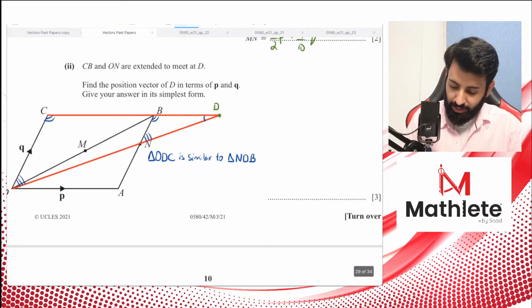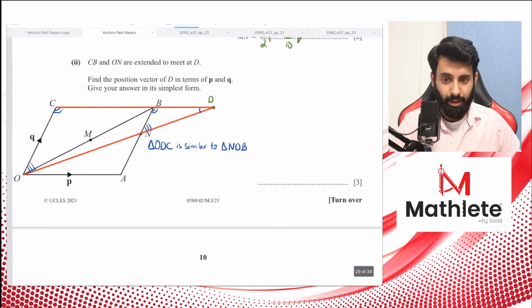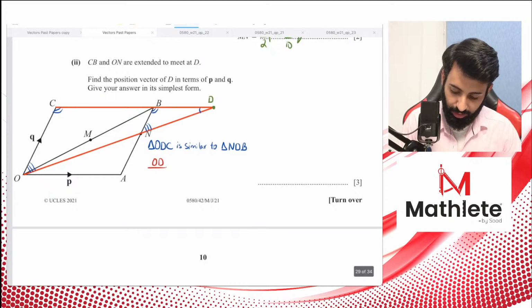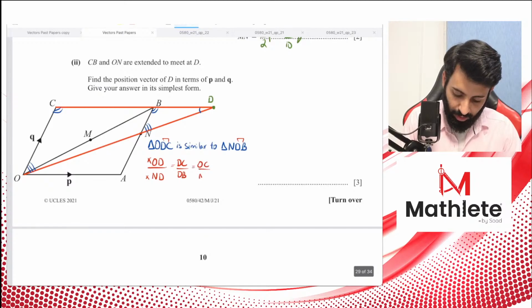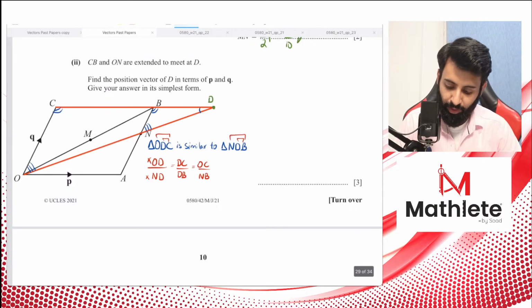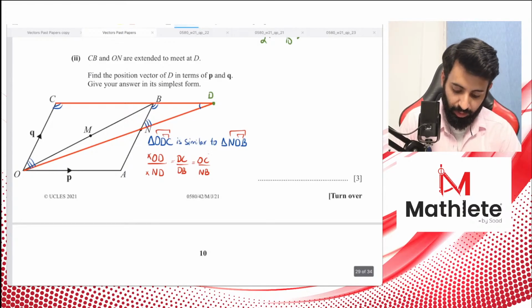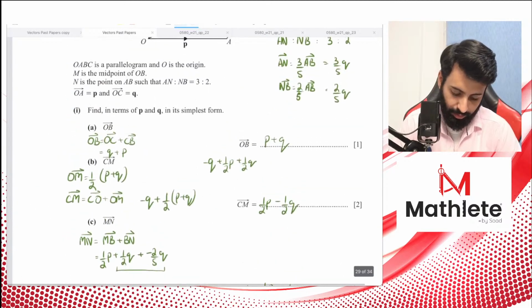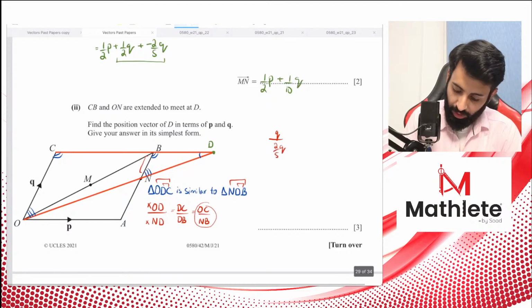Now when you have two triangles that happen to be similar, that means there's going to be a ratio of lengths also. So OD is going to be in the same ratio as ND. But that's really not helpful because we don't have OD nor ND. And DC and DB are going to be in the same ratio. At the same time OC and NB are also going to be in the same ratio, first and third. Now OC and NB is something that we have from before. We know that OC is equal to Q, and we figured out earlier that NB is equal to 2/5 of Q. Now with the help of this, here's what we can do.